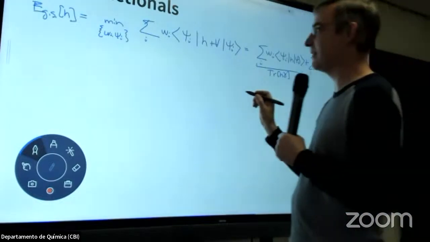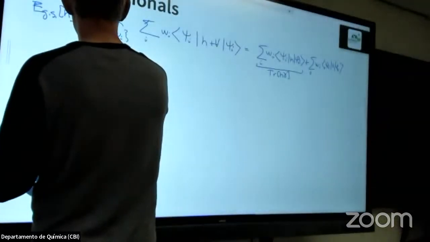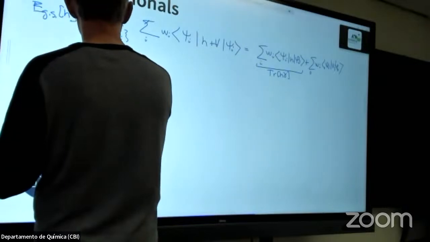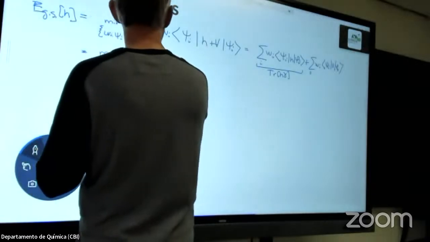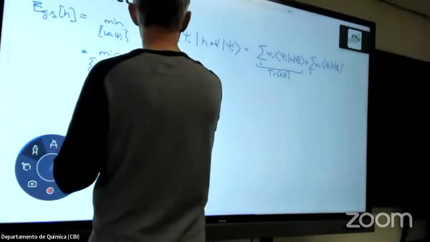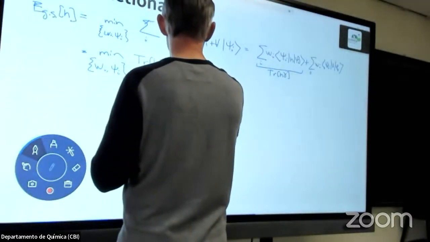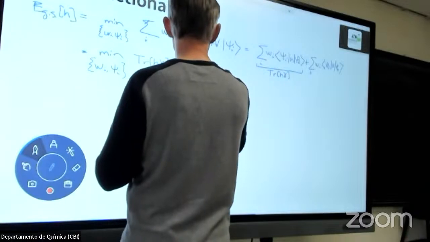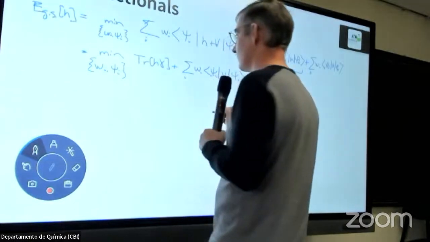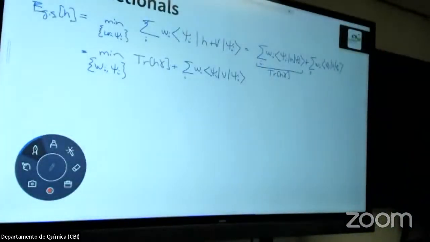So this tells me that this is now the minimum over the weights and the wave functions of the trace of H times gamma plus the interaction term. Nothing mysterious yet at this point. Now I'm going to do the constrained search trick. So I'm going to break my minimum into two steps.